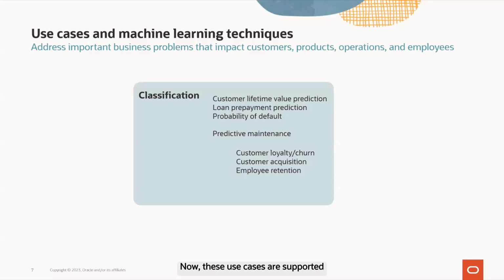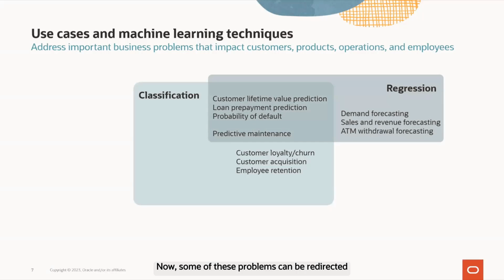Now, these use cases are supported by a variety of machine learning techniques. These techniques are supported in Oracle Machine Learning, along with others as well. We can start off with classification, where we're trying to understand what categories we can identify for lifetime value for a customer. Is a customer high, medium, or low? Or are they likely to prepay their loan? Yes or no? Perhaps is a customer likely to be loyal to us, or are they going to churn? Customer acquisition: should we extend an offer to acquire a particular customer or not?